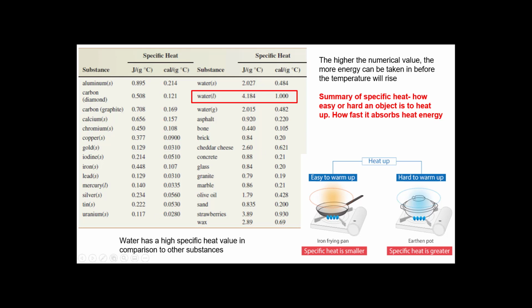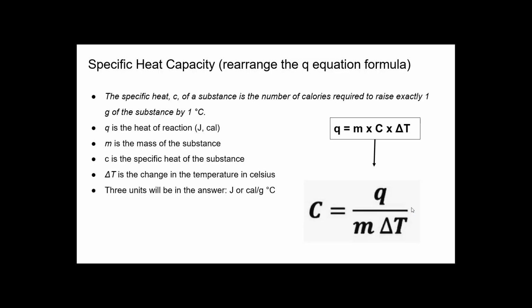So what does that mean? If you have a low specific heat value, then it's going to be easy to warm up because there's an easier transfer of heat from the substance. But if it has a high specific heat value, that means it's going to be harder to warm up because it's going to hold on to that energy, because it's going to take more and more energy in order to raise that temperature. So now we're going to start getting into equations.